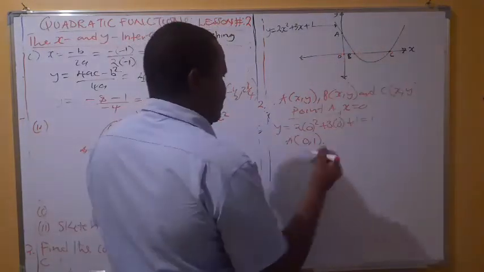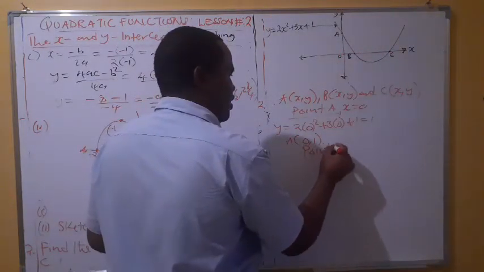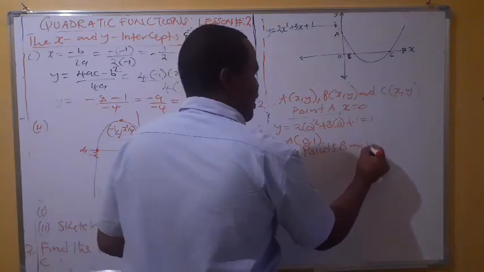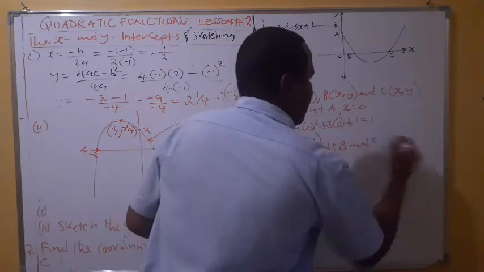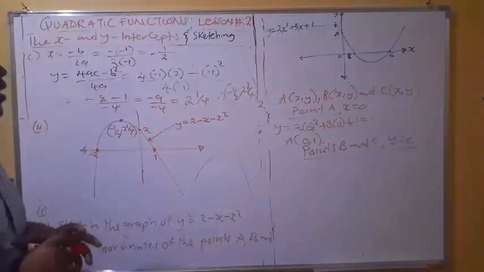Then you deal with this. At points B and C, y is equal to 0. Why? Because we are dealing with the x-intercept.